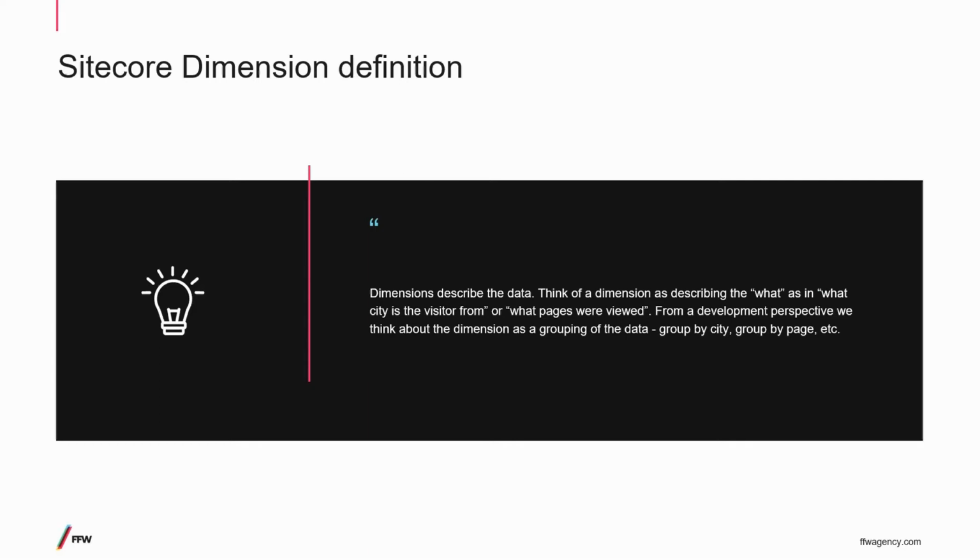From a development perspective, we think about the dimension as a grouping of the data. So you have different attributes on your data, and then you say, I want to group it by city, and then all users and visitors coming from Sofia or Copenhagen will be grouped. The dimension puts this description on the data, and this is what it means.